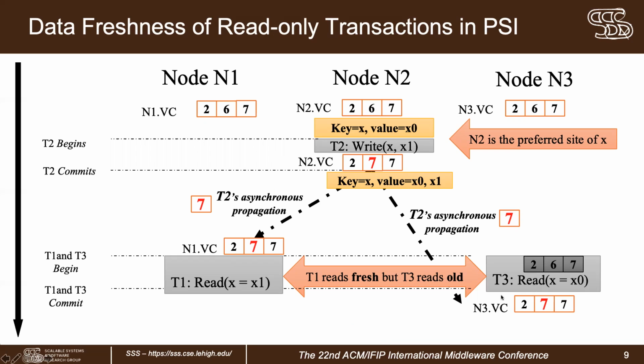But since the outcome of T2 still has not been received by N3 when T3 starts, T3 is able to pick X0 instead of X1, the latest existing version. So, as a result, T1 can read fresh, but T3 reads old in this example.